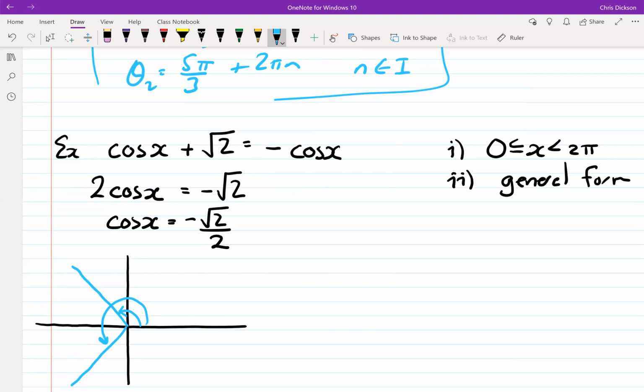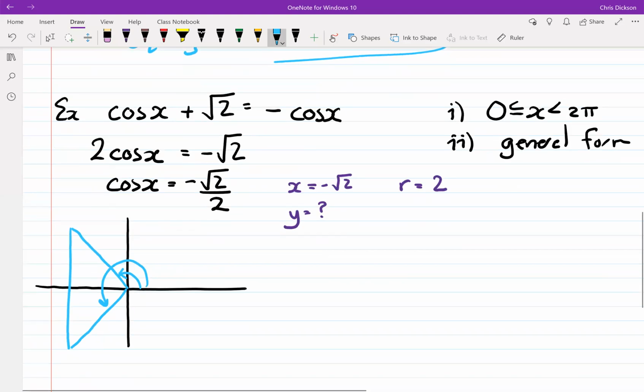And let's see here. Well, this is telling me that my x value is negative root 2, and my y value is unknown, but my r value is going to be positive 2. Okay. Now that's a bit tricky, but let's put that on the diagram. Let's see what happens here. Okay. So let's look at this root 2 over 2 business here. So I want to just talk about that for a second.